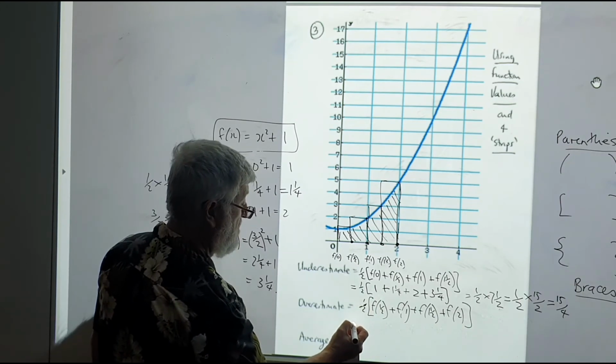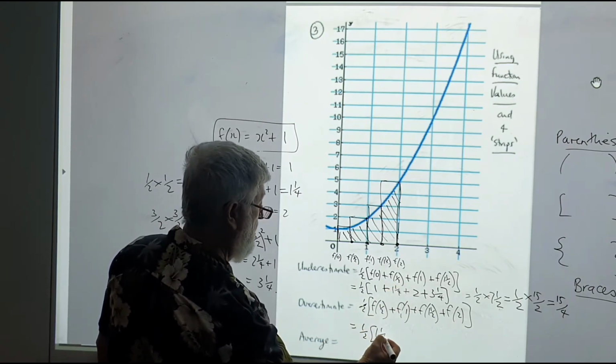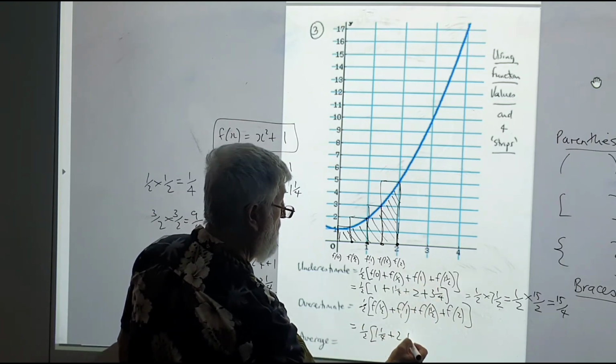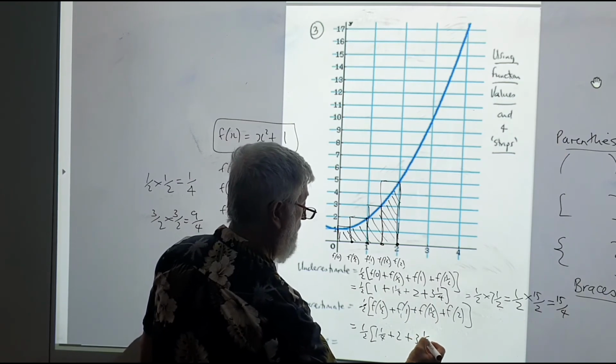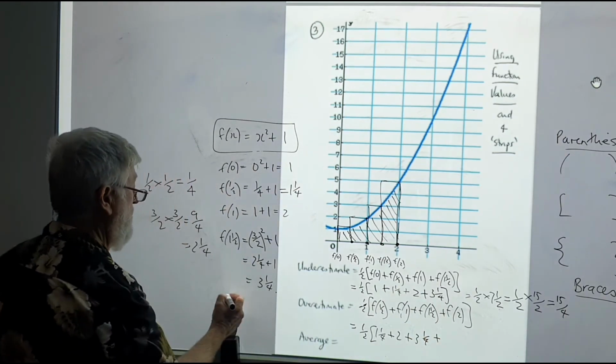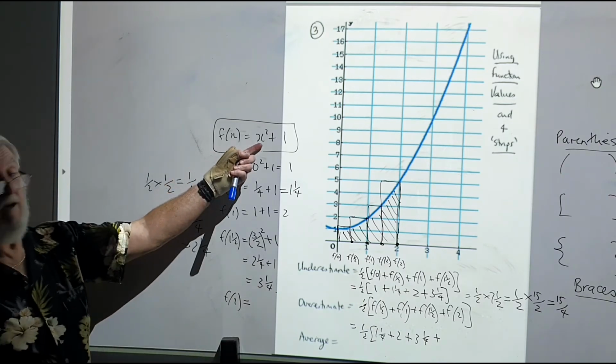So now I've got the same numbers. A half, and F(0) is 1.25, so you don't have to think. F(1) is 2, you don't have to think. F(1.5) is 3.25, you don't have to think. Now you've got to figure out F(2). How easy is it to get F(2)? 2 squared plus 1.